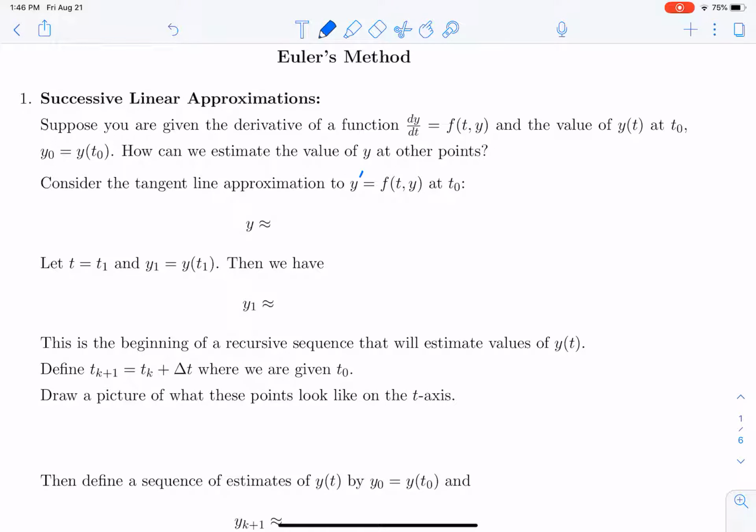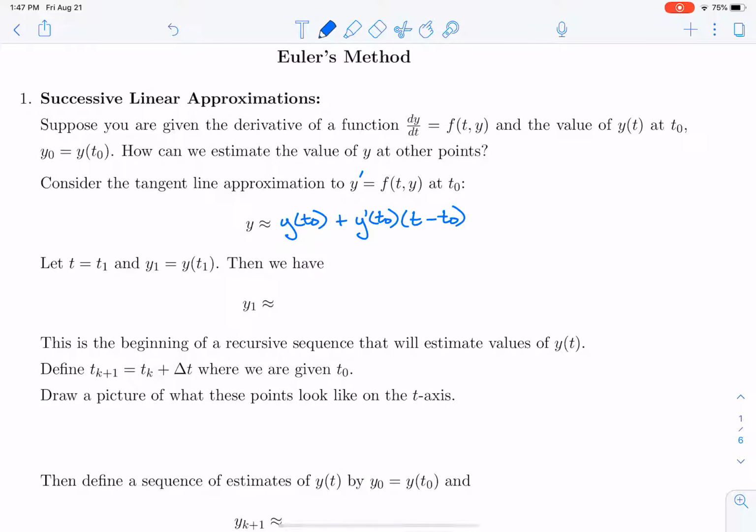So y is going to be approximately y of t0 plus the derivative of y at t0 times t minus t0. That is the tangent line approximation of y centered at t0. Now I want to figure out specifically what y is at a specific point. We'll call that point t1.